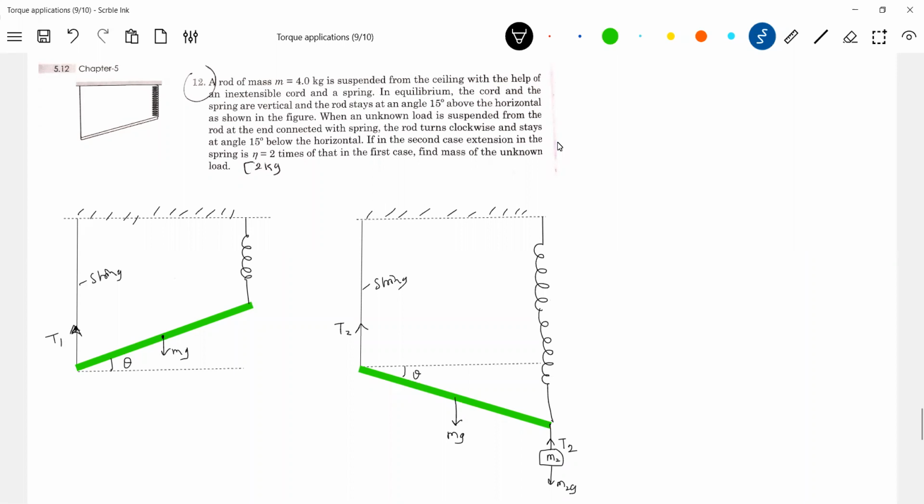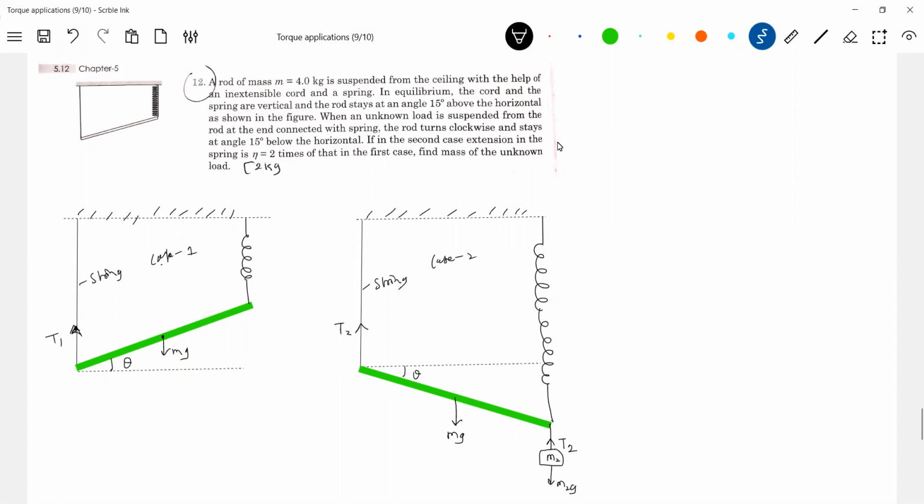So try to get into the problem now. Looking at the diagram, I just put this much of information. If in the second case, the extension in the spring is eta equal to 2 times that in the first case. There's the first case, there's the second case. If you are able to at least imagine the diagram, I think you can manage here. Let's get into that one.